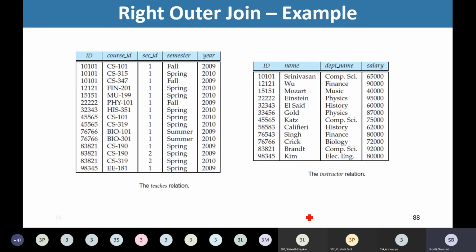So this was left outer join. Similar concept we are having with respect to right outer join, exactly opposite, right? So in right outer join, see here, we are having teachers relation and we are having instructor relation. Now if we perform right outer join of teachers and instructor, towards right we are having instructor table. Towards left, we are having teachers table.